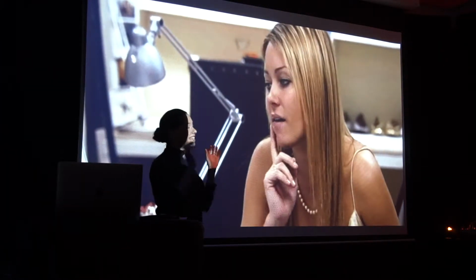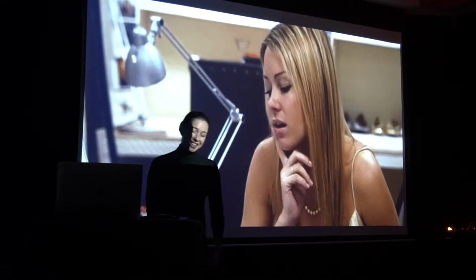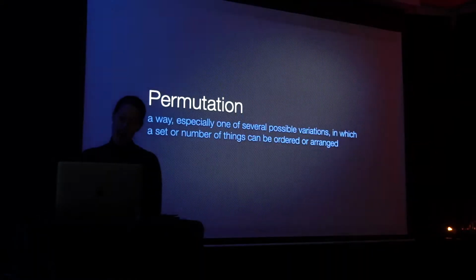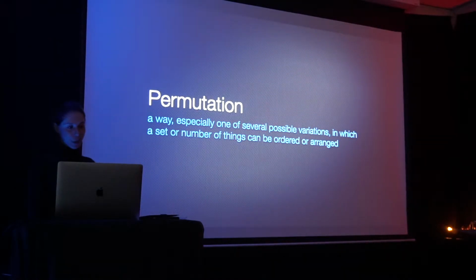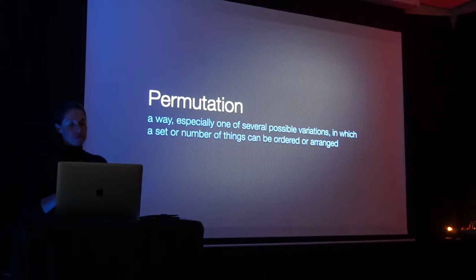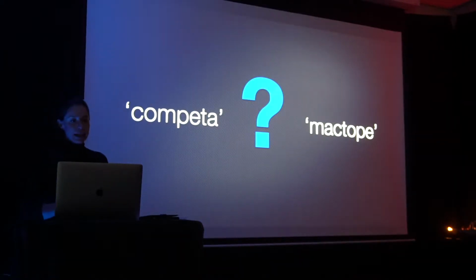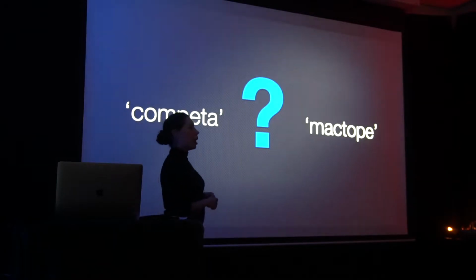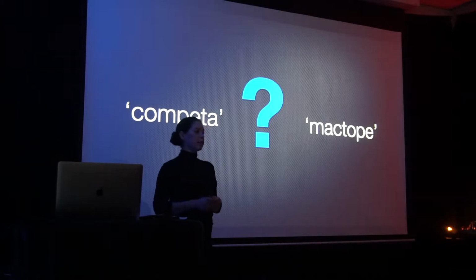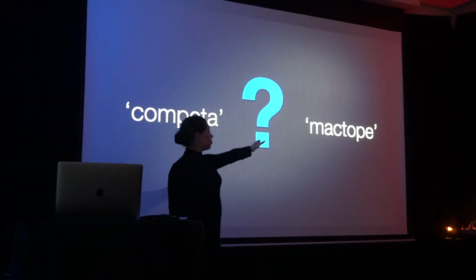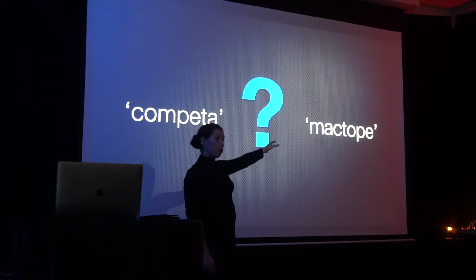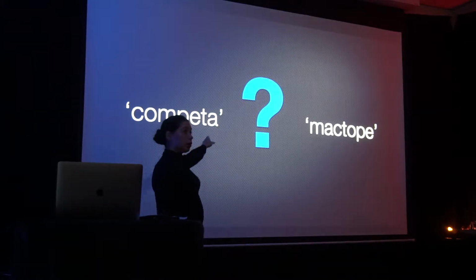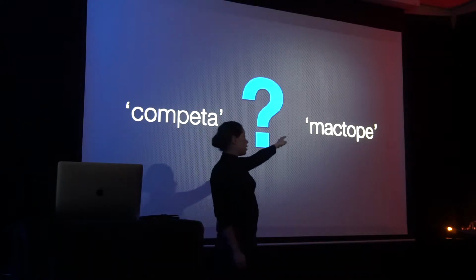Okay, at first let's decide what a permutation is. I think it's where we should begin. A permutation is a way, especially one of several possible variations, in which a set or number of things can be ordered or arranged. To make it clearer, let's take a look at an example. So, what are we going to do? We will write a function that receives the first string and the second string as arguments, compares them, and returns true or false if this one is a permutation of that one.